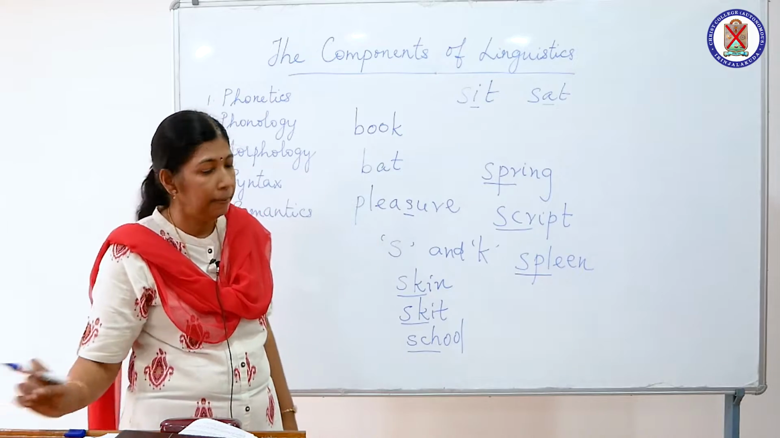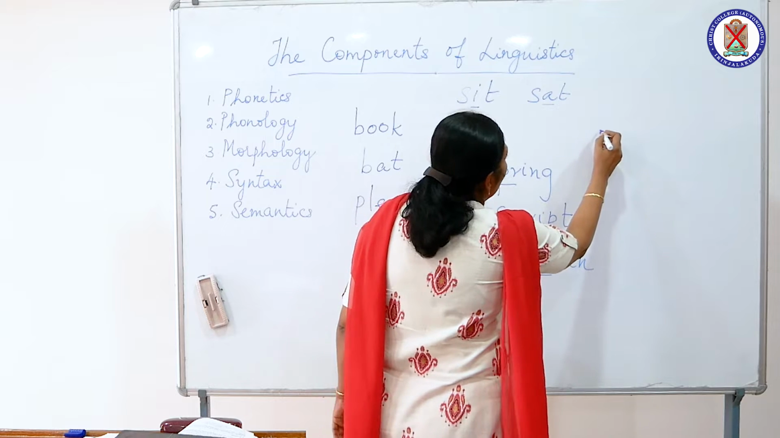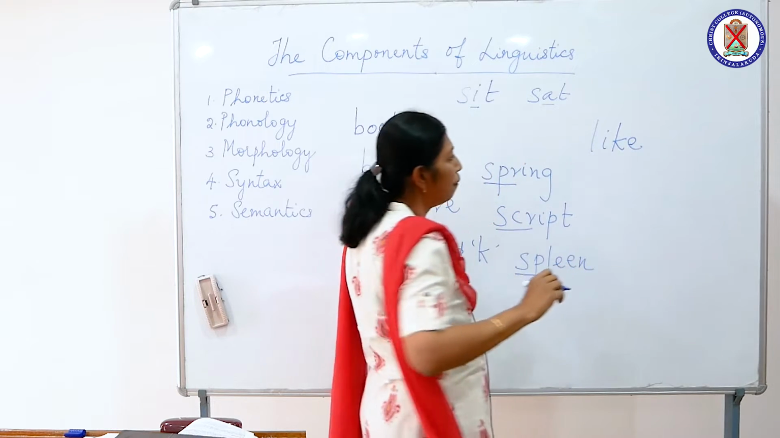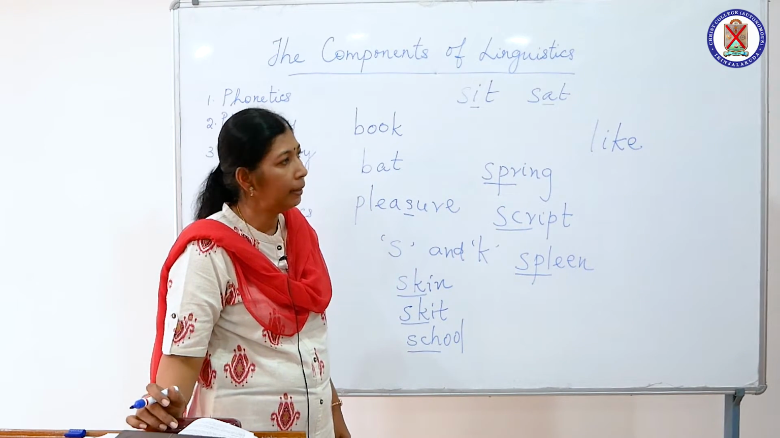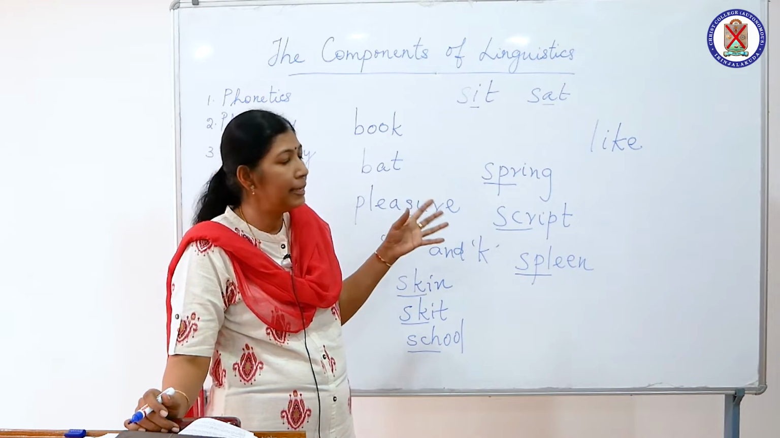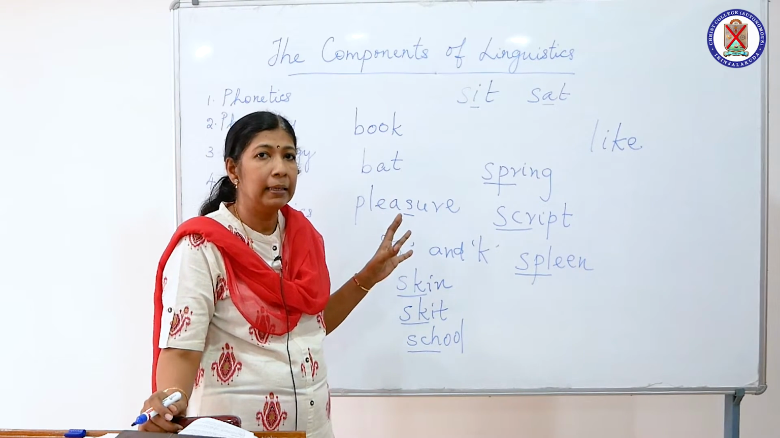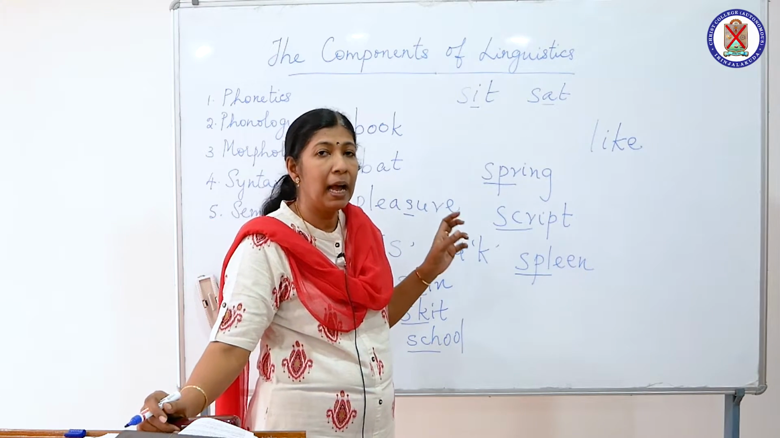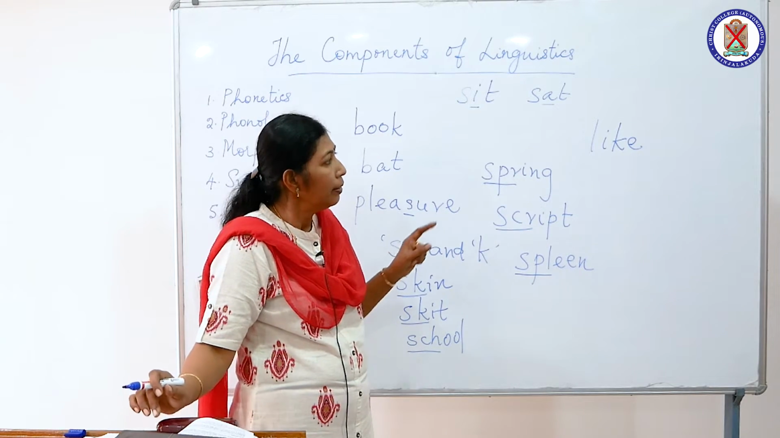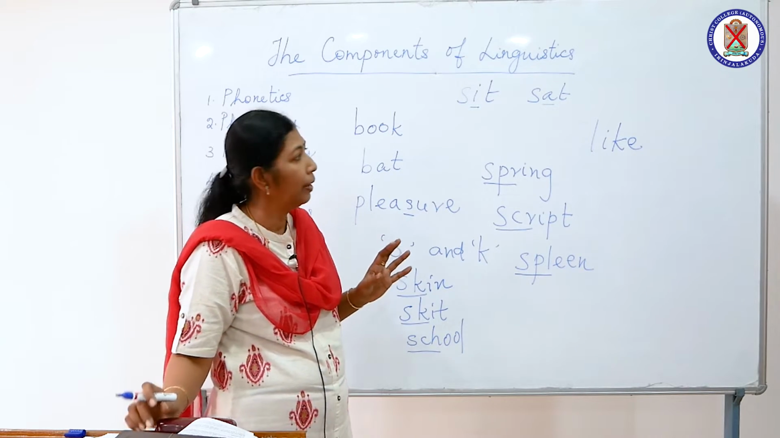Now, if we take the word like, we know that we cannot split it into units. The word like can be used as a noun and also as a verb in English. This word like consists of only one unit, one morpheme.